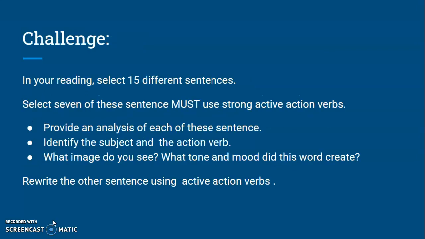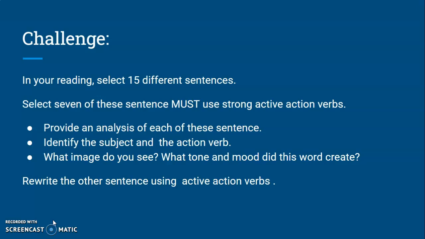Here's your challenge. In your reading, I want you to select 15 sentences. And 7 of these sentences must use an active action verb. You're going to provide an analysis for each of these sentences. You're going to identify the subject and the verb. And then you're going to answer, what image do you see? What tone and mood did this action verb create?